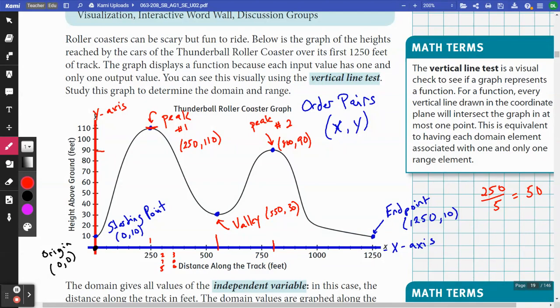What about where it crosses the y-axis? What is that? That's just how high it is at the starting point, how tall it is at the starting point. We'll get into the y-axis and all that stuff here in just a second.